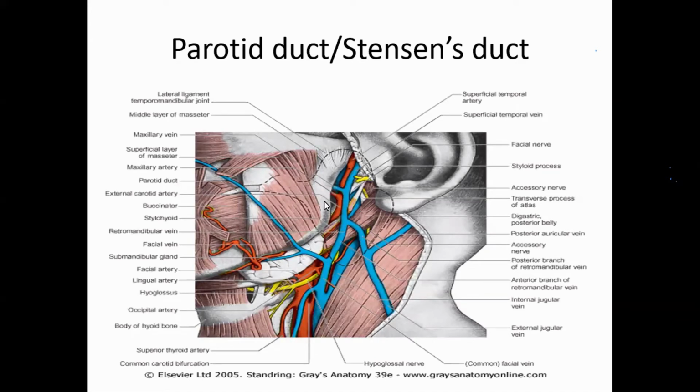See, this green color is the parotid duct. Its length is about 5 centimeters. It is also called Stensen's duct. Don't confuse: Stensen's duct or the parotid duct, it is the same.